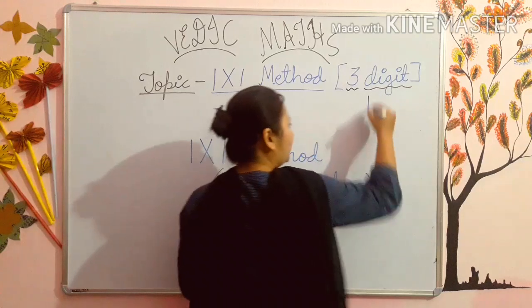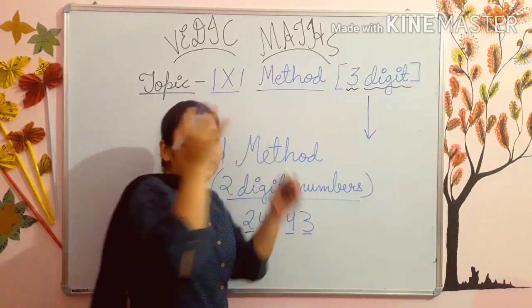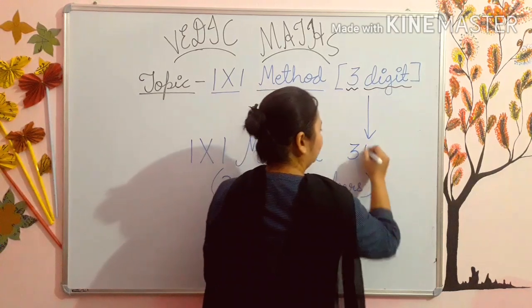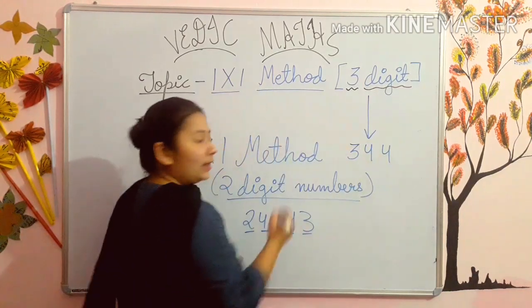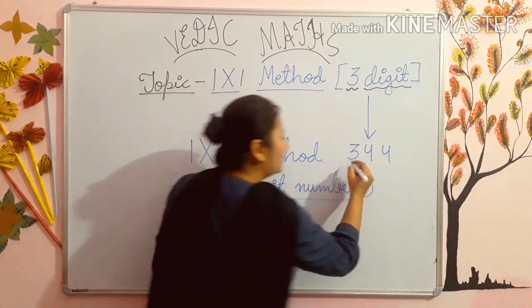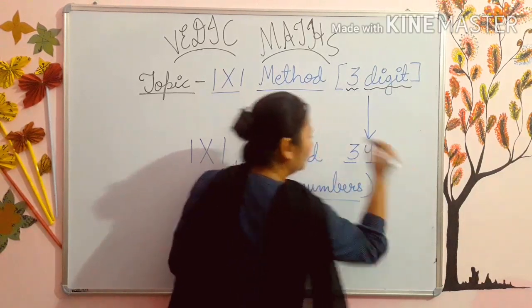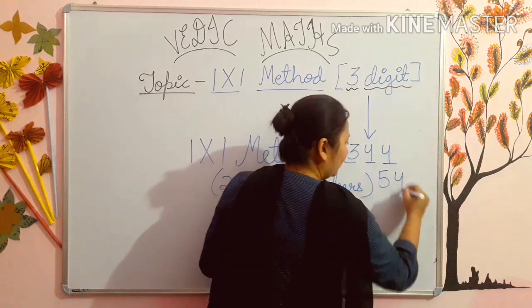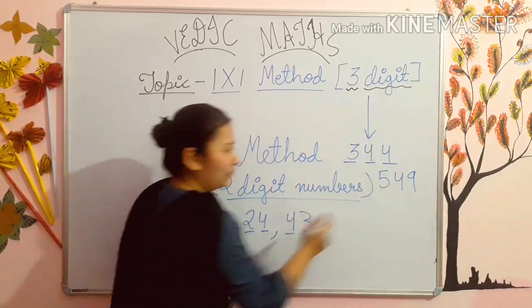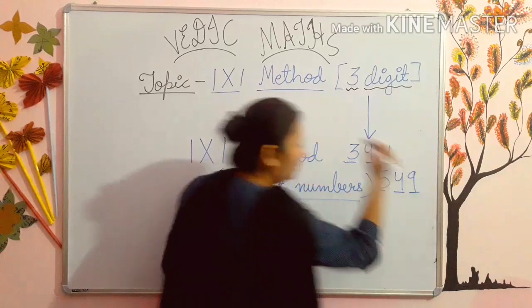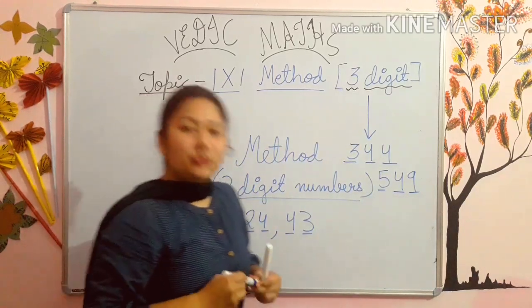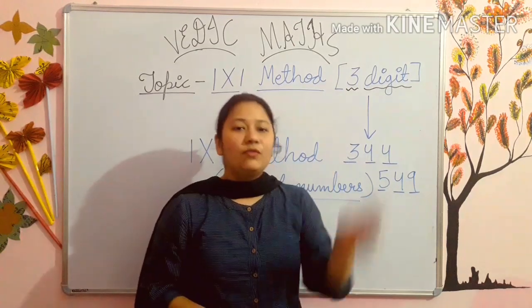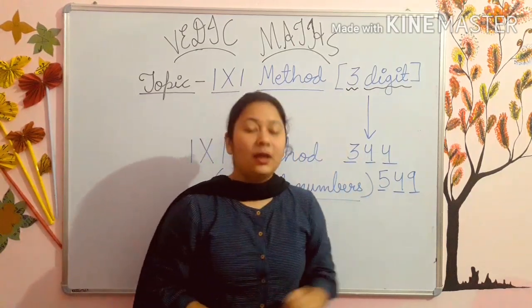Now, what are three-digit numbers? The number which contains three digits. This is a three-digit number. You can see 1, 2, 3. Another number we can take. This is a three-digit number. 1, 2, 3. So, today our topic is IXI method for the three-digit multiplication.